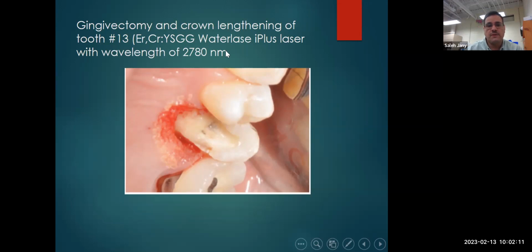The water laser is one of the biggest used in dentistry. It's 2,780 nanometers, in the middle infrared. This is the wavelength in the middle infrared. So the laser will be absorbed by the hydroxyapatite crystal, so it can cut the bone and the tooth, the cementum here.